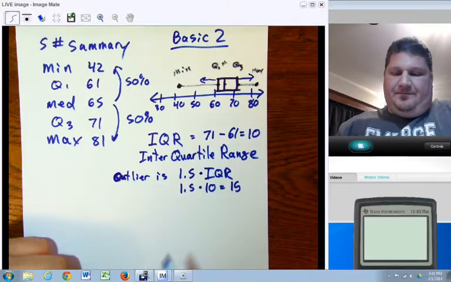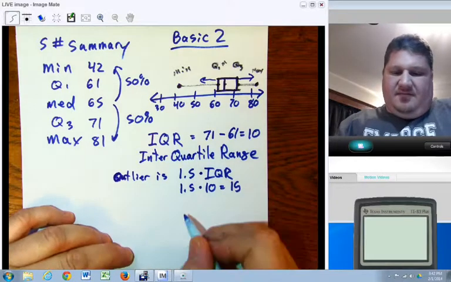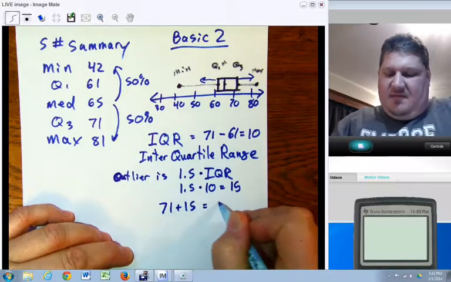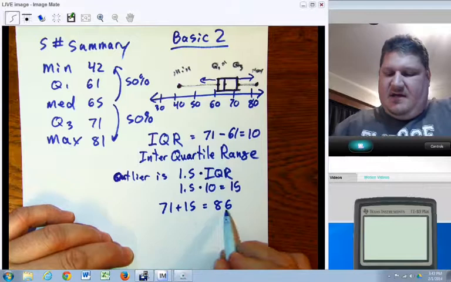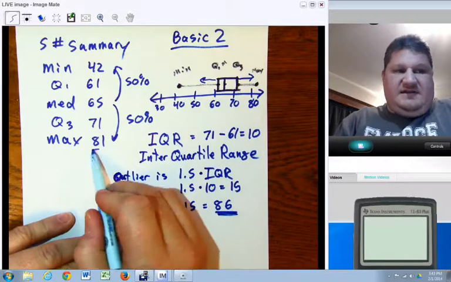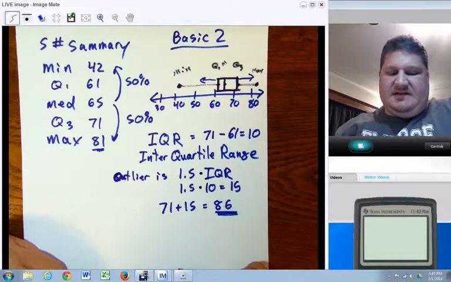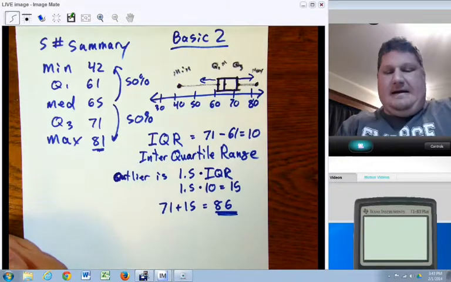Now, if I were to take my 71 and add 15, I come up with 86. Our biggest value is 81. It comfortably fits inside the 86. So our 81 is certainly not an outlier.